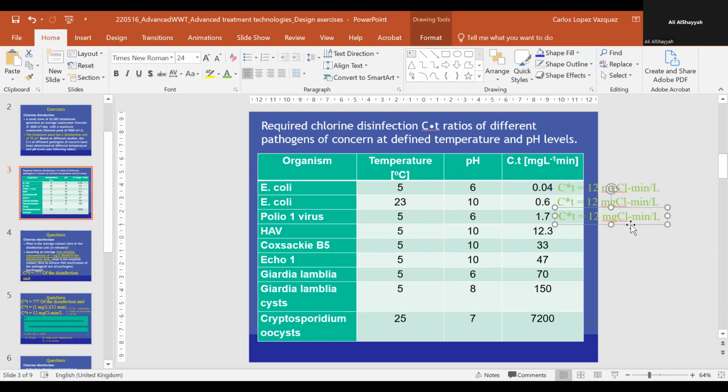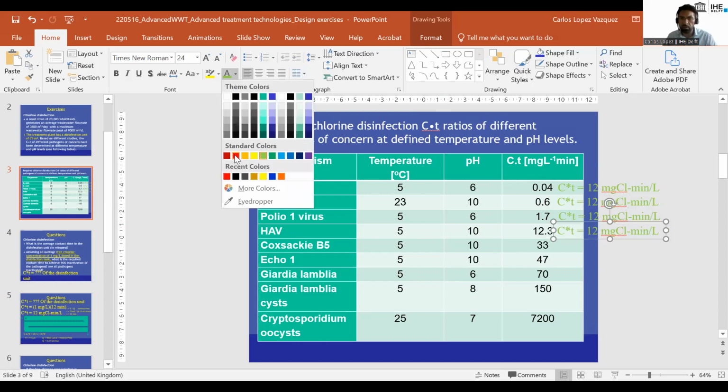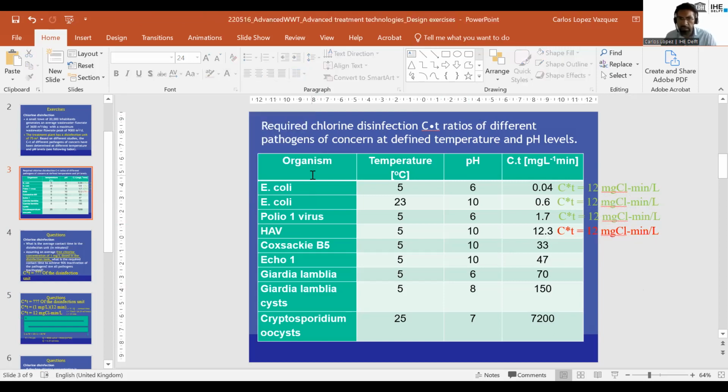I think the other values can't be removed by this disinfection. Exactly. So when I reach this level, based on the CT, this coli and poliovirus, they can be removed because the system can reach 12 and they need 1.7, 0.6, 0.0. So this will be disinfected.